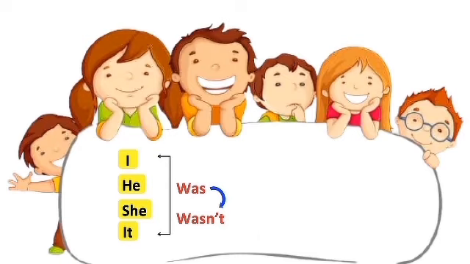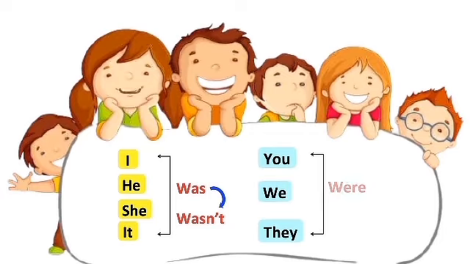For plural nouns, you, we, they, we use the verb were. The negative form is weren't. This is the contraction for were not.